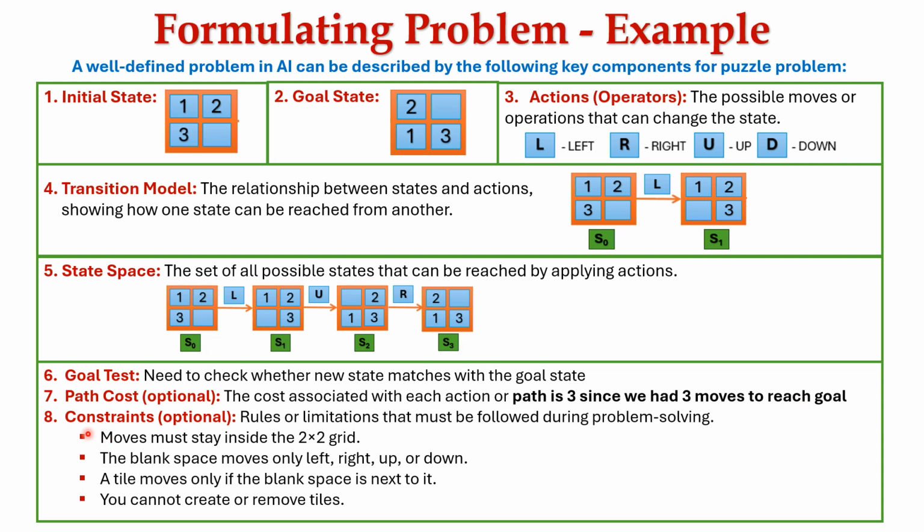The next component is constraint. It is also optional. Here, the set of rules or limitations that must be followed during our problem solving is given. For our example, the moves must stay inside the 2 by 2 grid. The blank space can move only left, right, up, or downwards. And a tile moves only if the blank space is next to it. And we cannot create or remove tiles in our problem space.